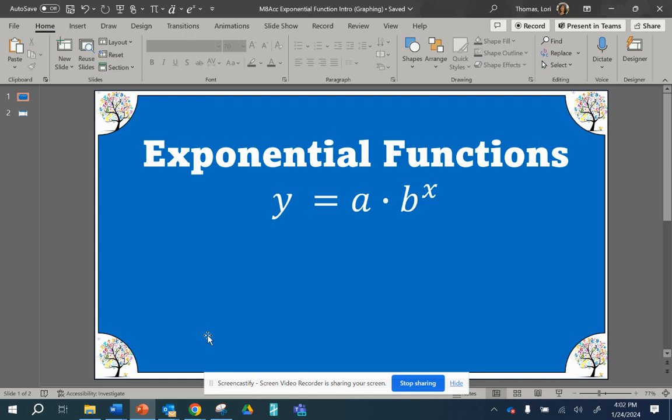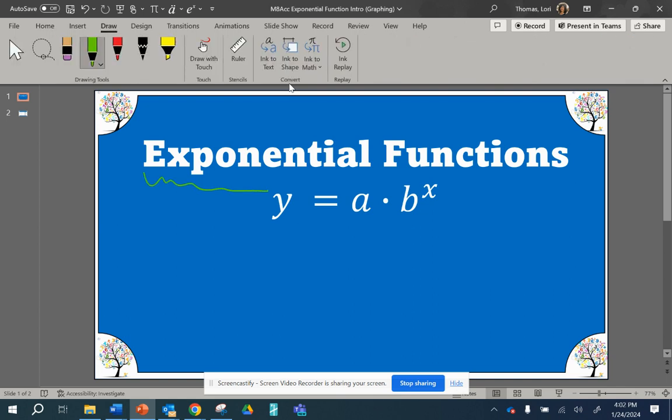Okay, guys, now that we are getting into exponential functions, let's take a look at the basic equation of an exponential function. It is y equals a times b to the x. So notice our input variable x is the exponent. So that is why we call these exponential functions. So we have a times b to the x.